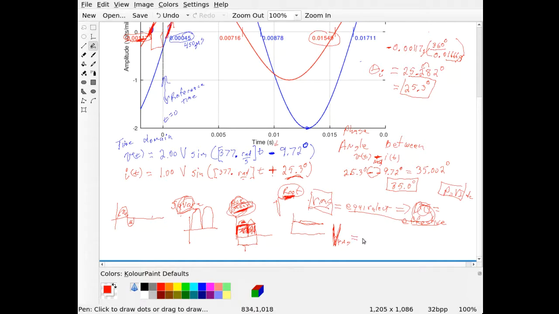And VRMS is equal to the square root of 2 if it's a sine wave. I need to make sure that you understand this. If it's a sine wave, then the RMS value is the square root of 2 times the peak value. So the RMS, or the DC equivalent, or the root mean square value of a sine wave, is equal to the square root of 2 times the peak value. And this only works for a sine wave.